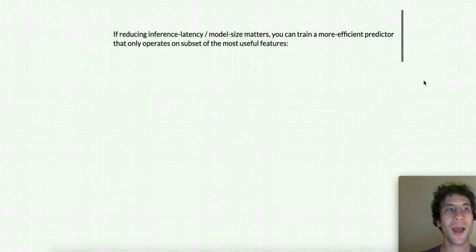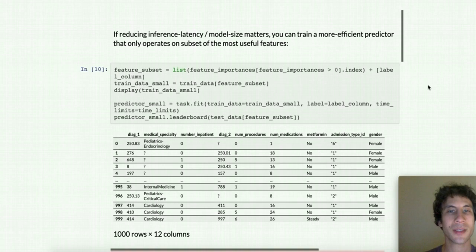If reducing inference latency matters to us, this is still a useful method because we can now retrain a much more efficient predictor that only operates on a subset of the most useful features. For example, here, we only keep those features whose importance in the previous result was positive. Other features basically showed either no drop in predictive performance or even possibly a negative drop in predictive performance, meaning the accuracy of the resulting predictor actually improved when they were shuffled, probably just due to random chance. But features that have non-positive feature importance scores presumably are not providing much predictive signal anyway, and so we might as well just get rid of them.